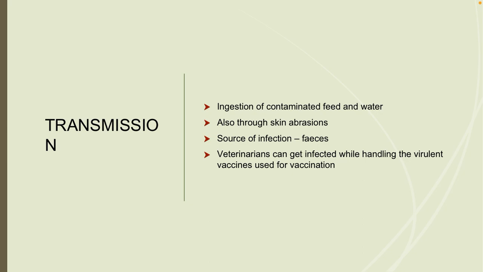Now let us move on to the transmission. The organism resides in the tonsillar tissue. These carriers can shed the organisms in their feces or oronasal secretions, through contaminated feed or water, or through skin abrasions. We, the veterinarians, can get infected while handling the virulent vaccines used for vaccinations.